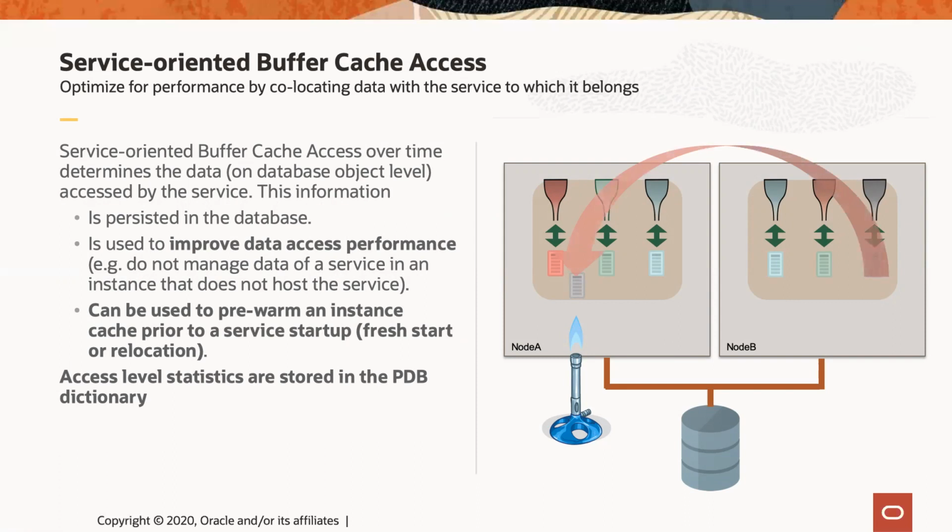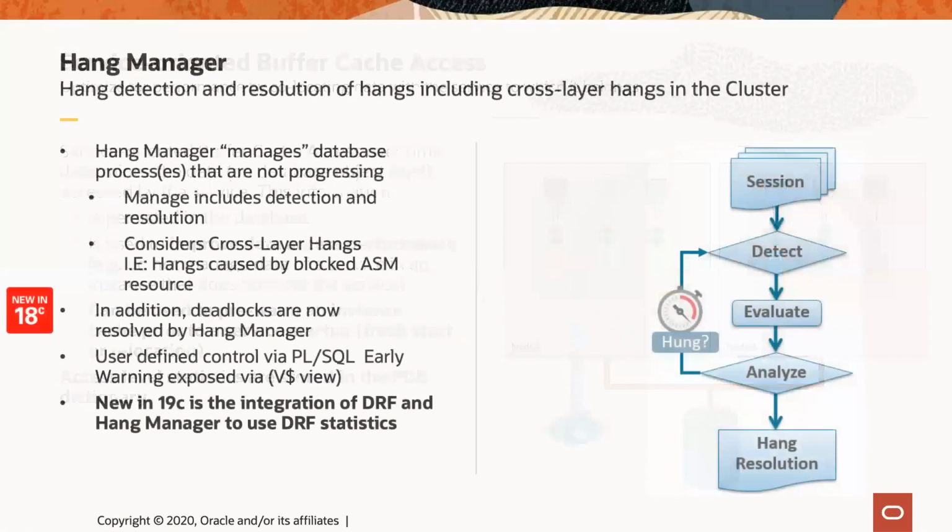This way, instead of your sessions having to go to physical reads, we are able to provide this information right from the buffer cache. So many of the sessions can't even notice that they have moved from node B to node A. This is a very interesting feature that reduces the impact of any planned operations.